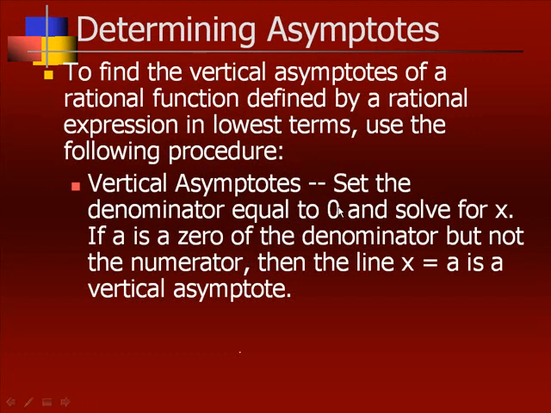To find the vertical asymptote of a rational function defined by a rational expression in lowest terms, use the following procedure. To find the vertical asymptote, set the denominator equal to 0 and solve for x. If a is a 0 of the denominator, but not the numerator, then the line x equals a is a vertical asymptote.